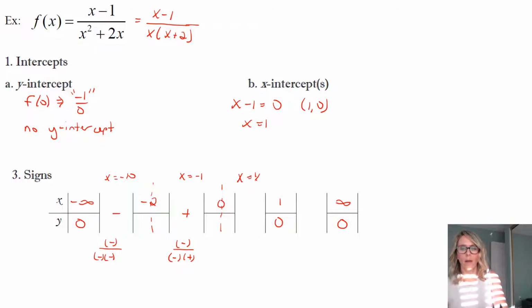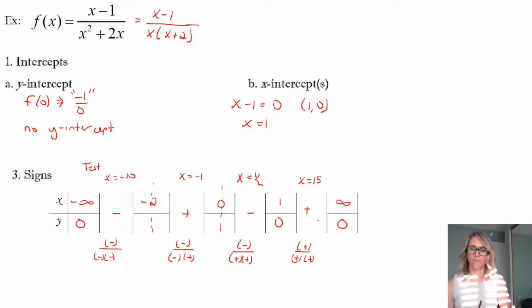Then we'll choose something like a half. And in my numerator, I will have a negative. My denominator, positive times a positive. So negative divided by a positive is a negative. So I'll be back underneath the x-axis. And then x equals, let's get crazy, 15. So if I plug that in, these are just my test points here. If I plug in something like 15, I'll have positive over positive times positive, and be positive. There we go. So we're going to be below the x-axis, above, below, above.